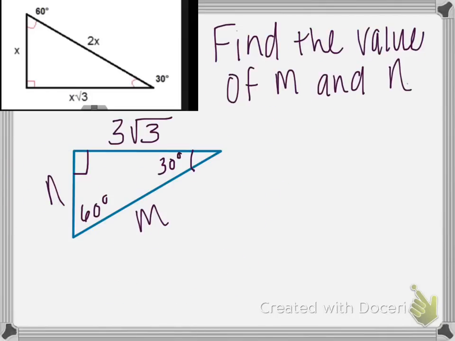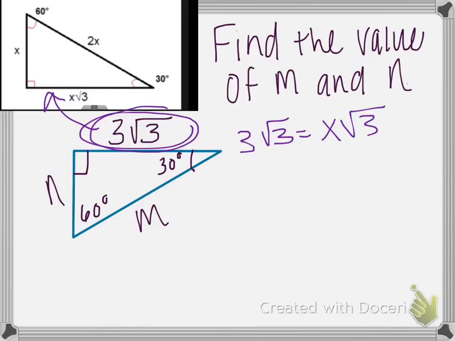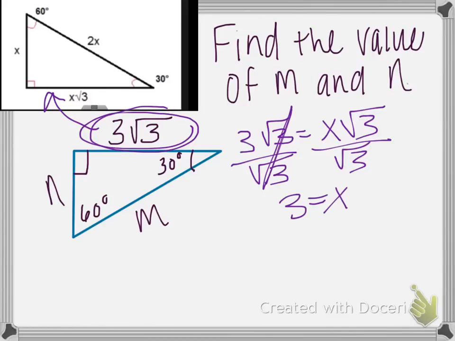This time we are given our long leg, so we have to line it up with this and figure out what x equals. So 3 square roots of 3 equals x times the square root of 3. So we need to solve for x. So divide by the square root of 3. These two are going to cancel out, and we're going to get 3 equals x.